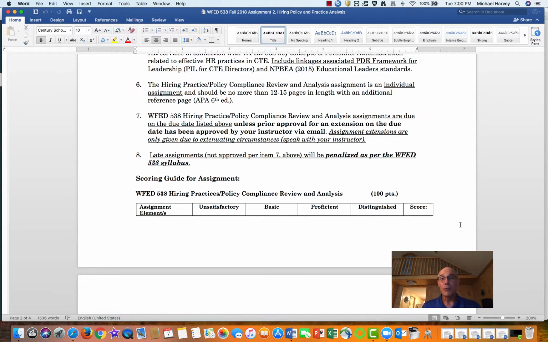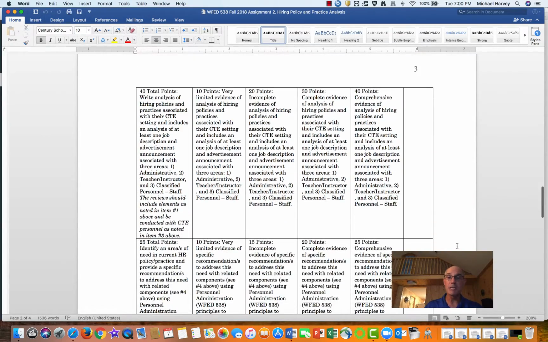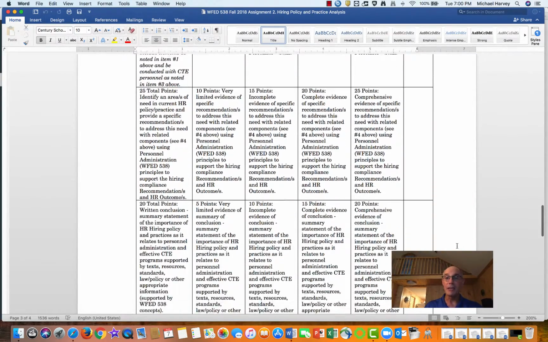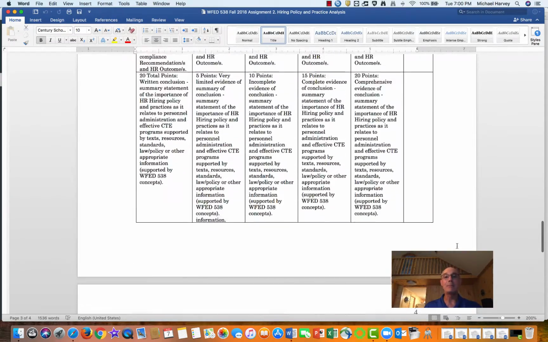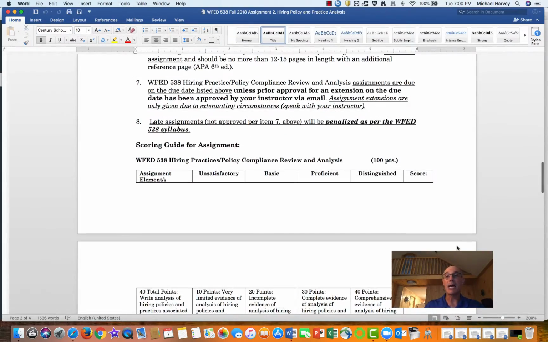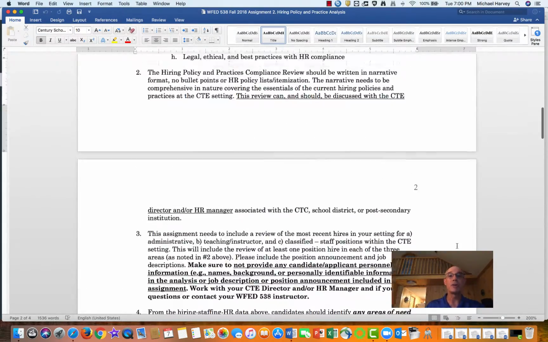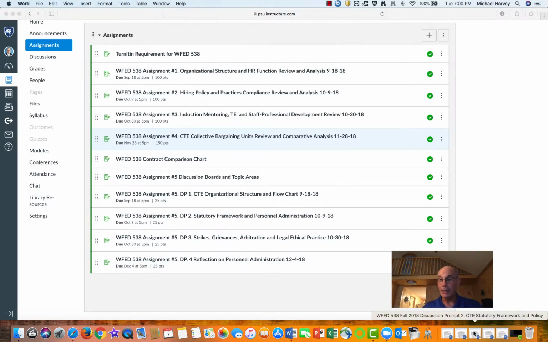Again, following the issues of assignments are due on due dates unless there are extenuating circumstances that would require an extension, and late assignments will be penalized. This is the scoring rubric that is associated with this particular assignment, and the importance is making sure that you have read the assignment sheet, understand what you are doing, and then understand how you earn the points in relationship to assignment number 2. Moving on to assignment number 3.